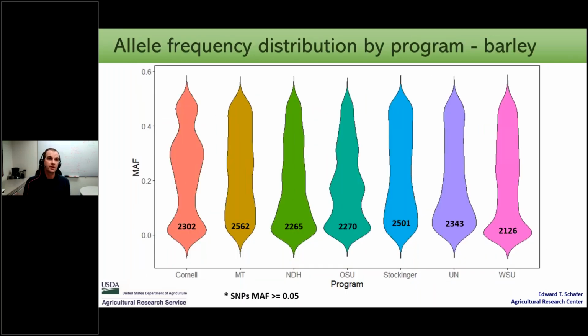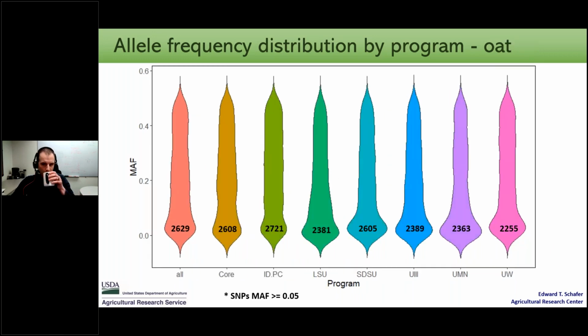Since I want this array to be as useful as possible for as many breeding programs as possible, I wanted to check the distribution of the minor allele frequencies within each program individually. This is visualized here with violin plots, and the values indicated here are just the number of SNPs that have an MAF greater than 5%. It's nice to see that every individual program in barley has at least 2,000 of these non-fixed markers. We get the same results in oat, with every individual program that we tested having at least 2,000 of these non-fixed markers. So that's great.